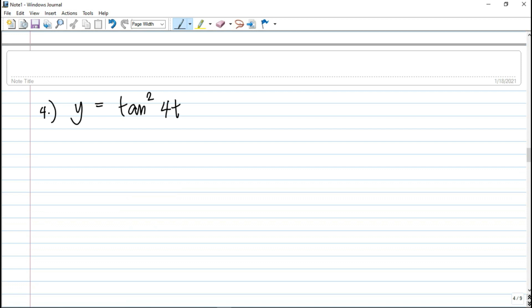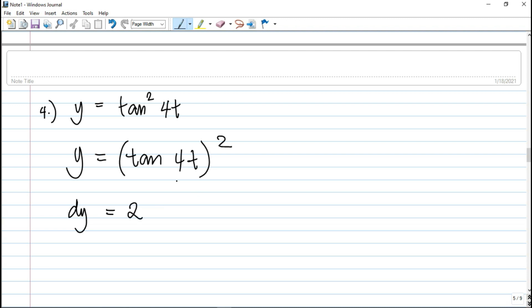So next problem tayo, number 4, we have here y equals tangent squared 4t. So again, pwede pa rin nating ma-apply dito yung power formula because we have here an exponent. So y equals tangent 4t, so squared. Power formula, so dy equals, wag na nating ilagay yung u and du. So let's try na hindi na tayo nag-let u. So let's bring down the exponent. So 2, copy the inside function, tangent 4t, subtract ka ng 1 sa exponent. So this is 2 minus 1, then differentiate the inside function.